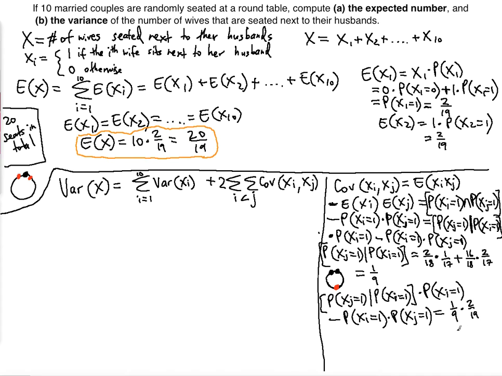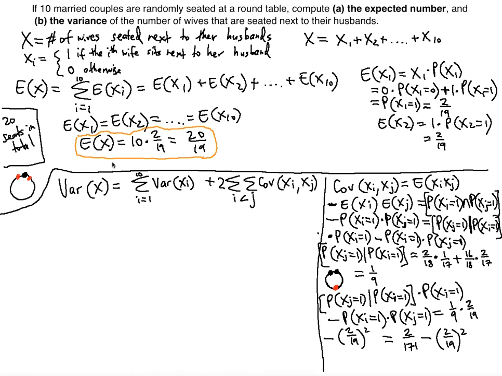So 2/19 minus 2/19 squared, right? Because these two probabilities are each of them 2/19, right? So 2/19 squared, right? Okay, so now that is the covariance that we just found. That is the covariance. So that's equal to 2 over 171 minus 2/19 squared. Okay, so that's the covariance that we found.